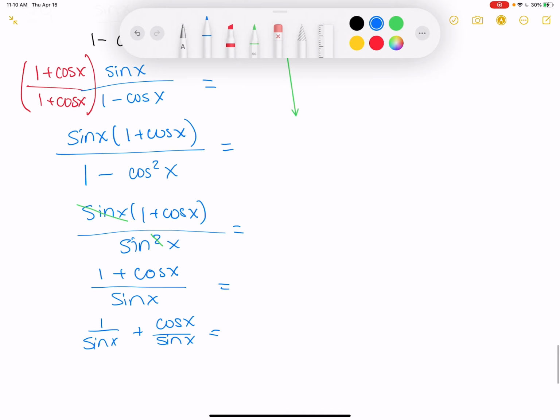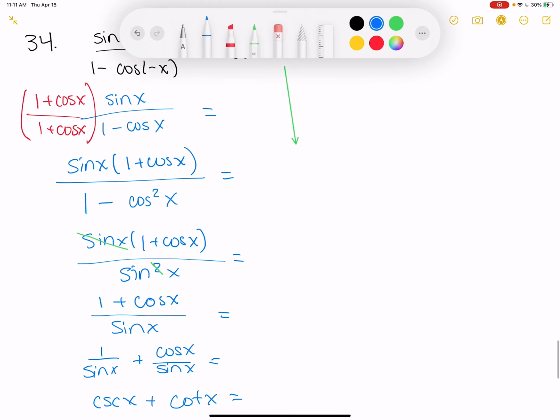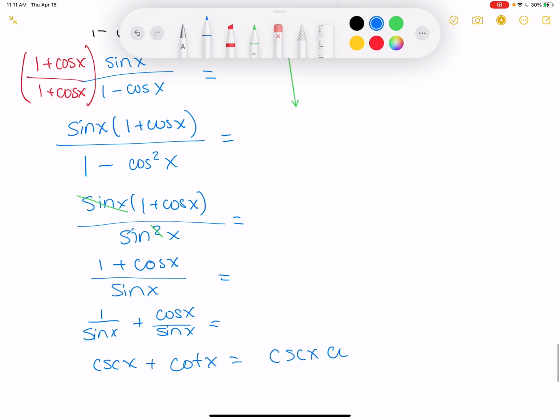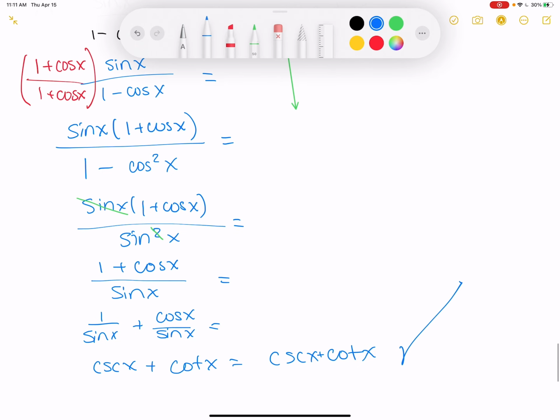Can you split it? Yes, because it has a common denominator. I could not do it if this was reversed. But because it's this way with only one thing on the bottom, it's got a common denominator, so I can split it. What's 1 over sine? It's cosecant. Cosecant of x plus cotangent of x. And so we got from point A to point B.